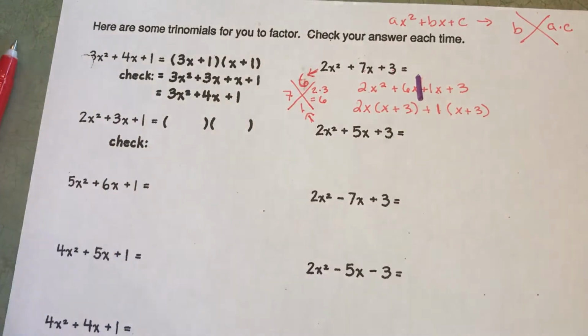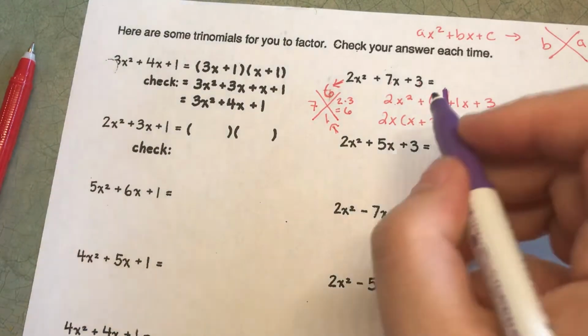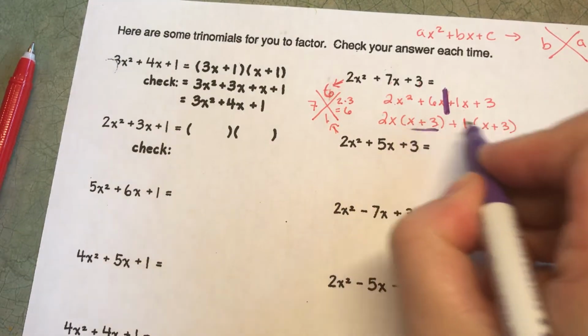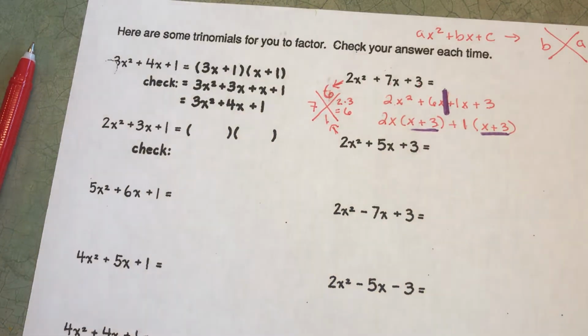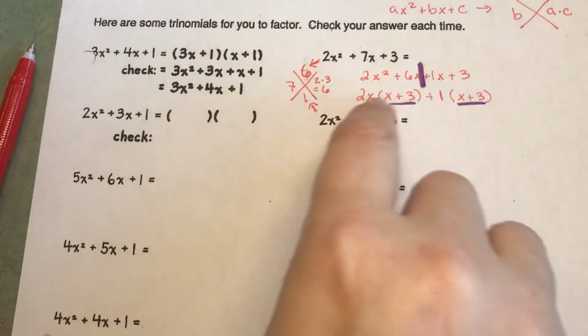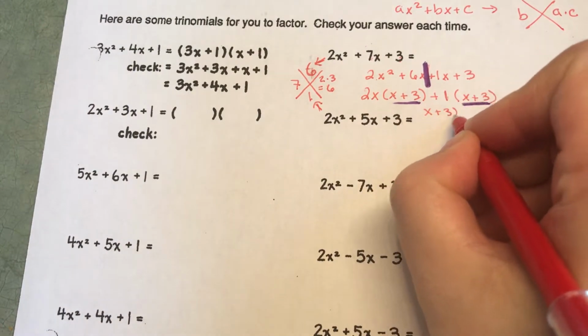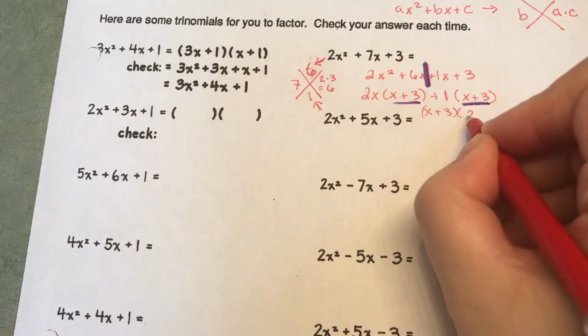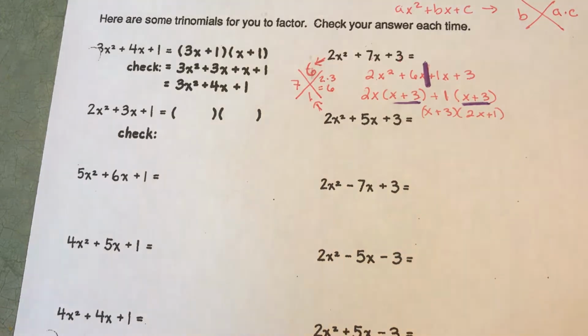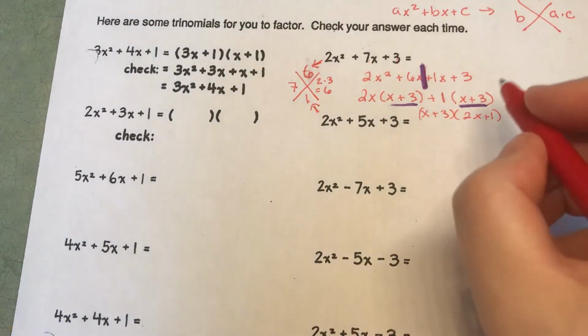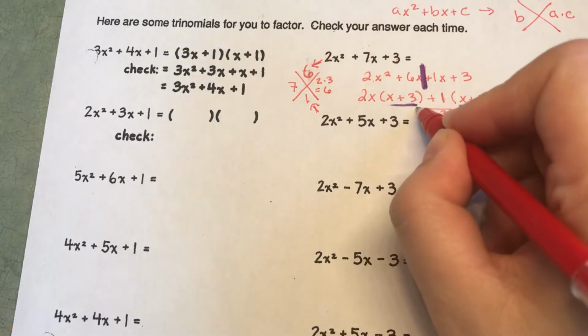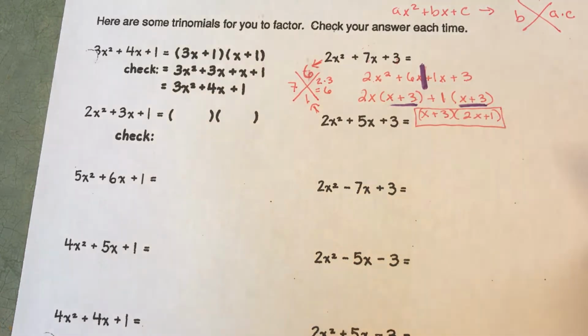All right. Now my greatest common factor is x plus 3. So I'm going to factor that out of both of these pieces. So I get x plus 3 times 2x plus 1. So there is my factored version.